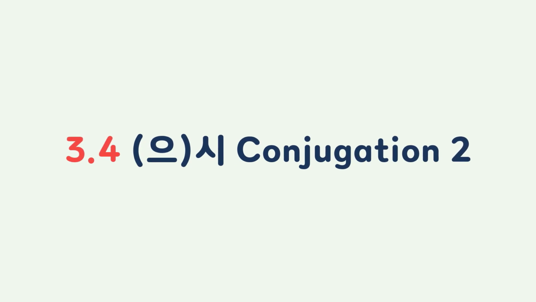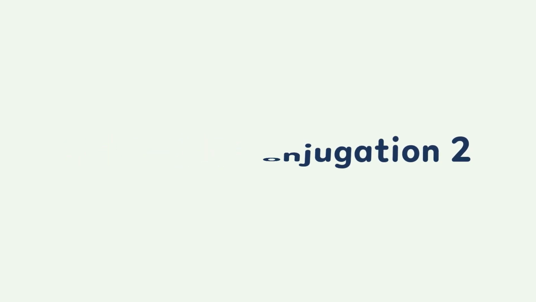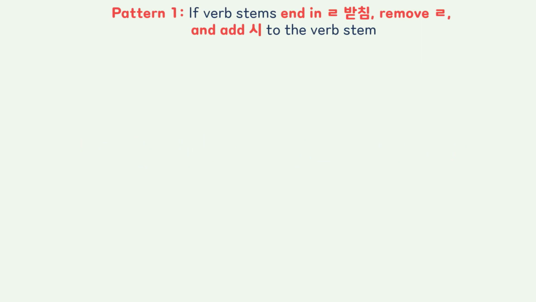Hi there, so in this lesson, we're going to learn about irregular patterns of adding 으시 to form honorific verb forms. The first irregular pattern is in verbs where the verb stem ends in a 리을 받침. In these verbs, we remove the 리을 받침 and add 시 to the verb stem.